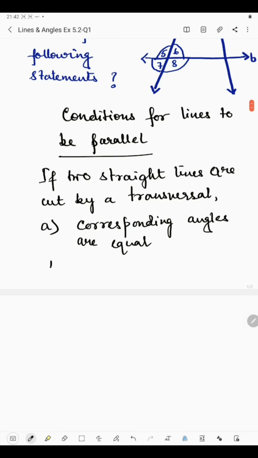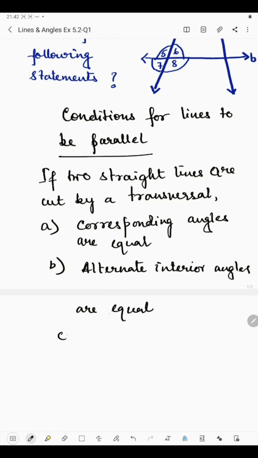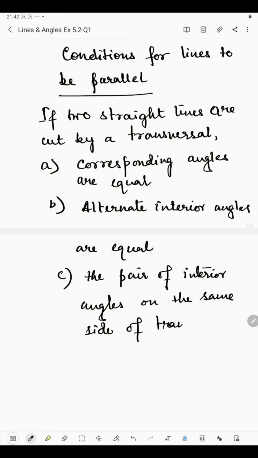Then a pair of alternate interior angles are equal. And the pair of interior angles on the same side of the transversal are supplementary.